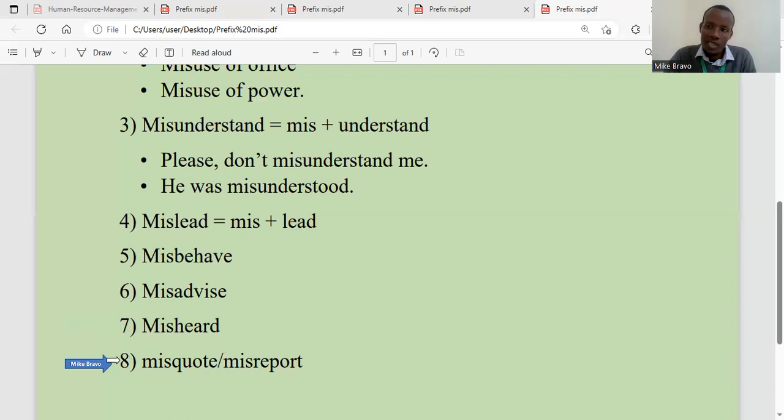You can also misquote a text when it comes to writing. Maybe you write something that is not actually what is in the original text. So that is to misquote someone or to misreport, to deliver a message that is wrong, different from what was originally communicated.